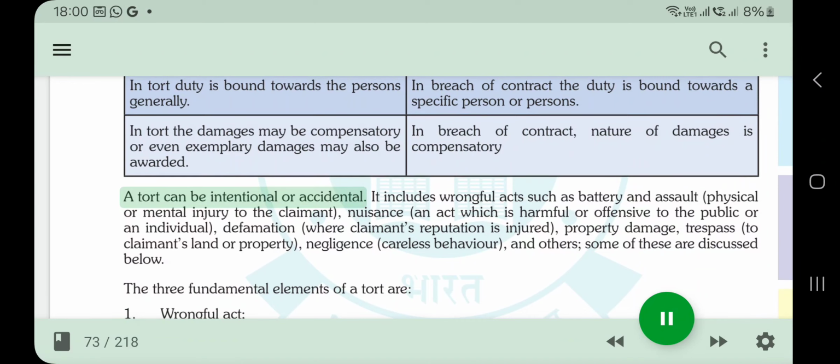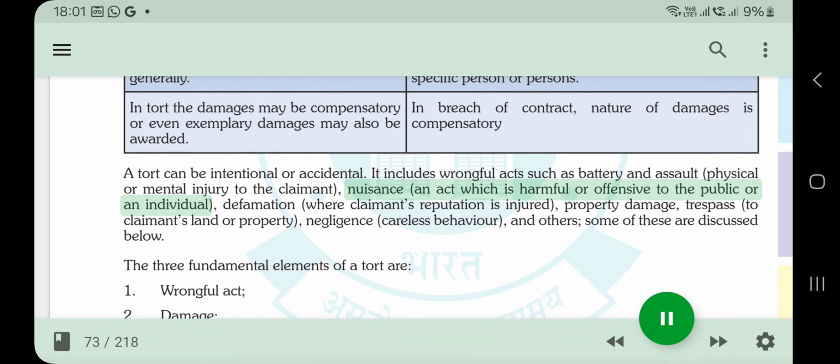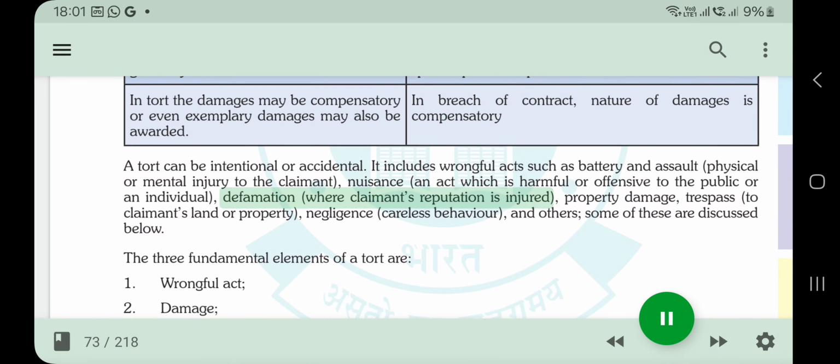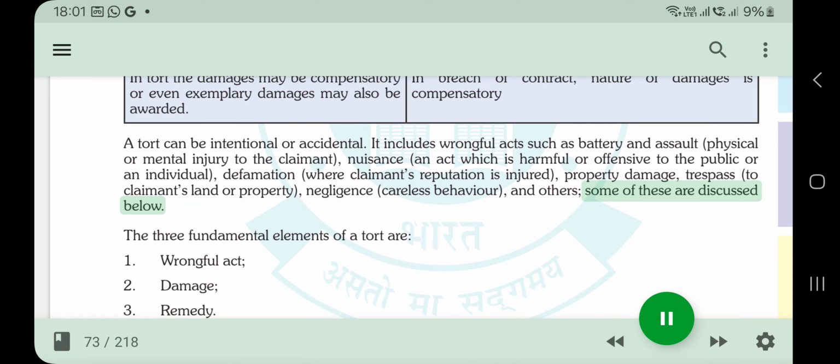A tort can be intentional or accidental. It includes wrongful acts such as battery and assault, physical or mental injury to the claimant; nuisance, an act which is harmful or offensive to the public or an individual; defamation, where claimant's reputation is injured; property damage; trespass, to claimant's land or property; negligence, careless behavior; and others. Some of these are discussed below.